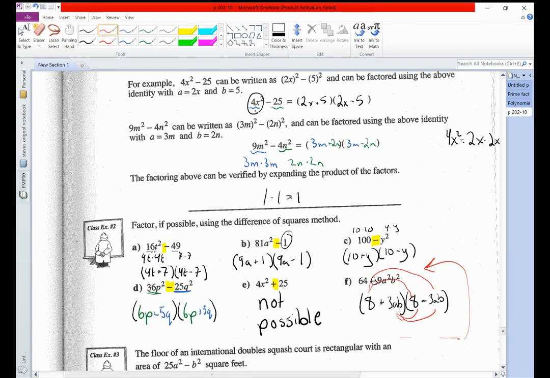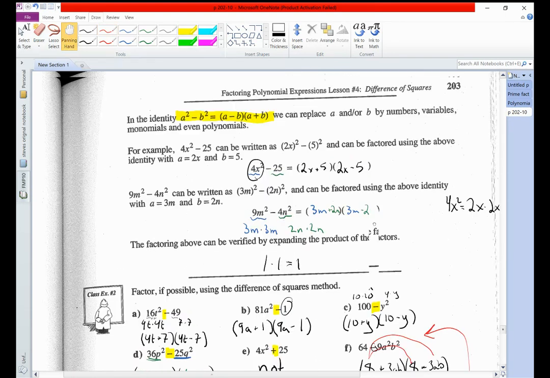It is a bit of a confusing topic, but you have to remember that when you have a squared minus b squared, you can split that into a minus b, a plus b. Difference of squares. Both terms have to be squares, and it's a difference, so there needs to be a subtraction.